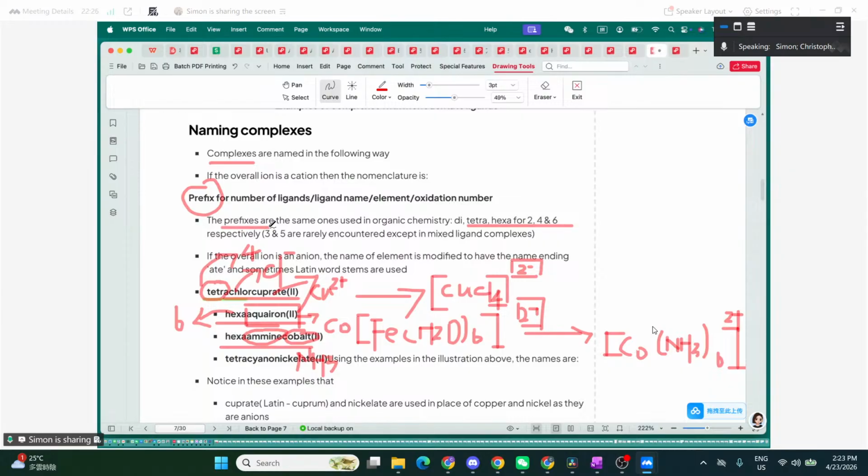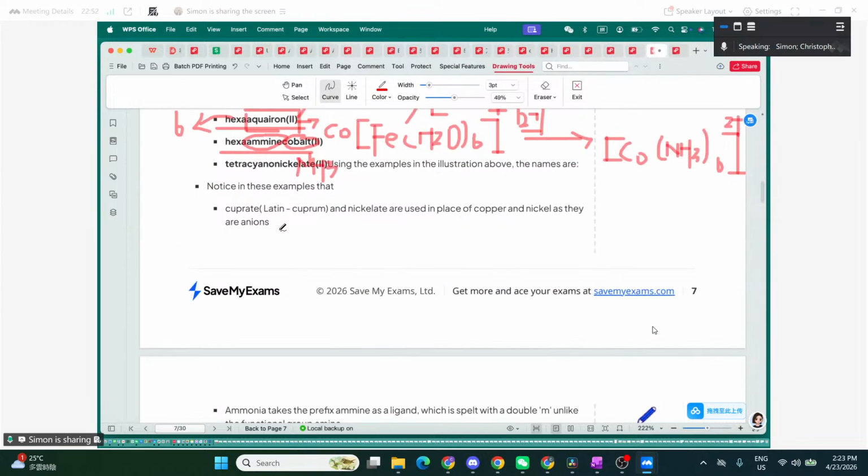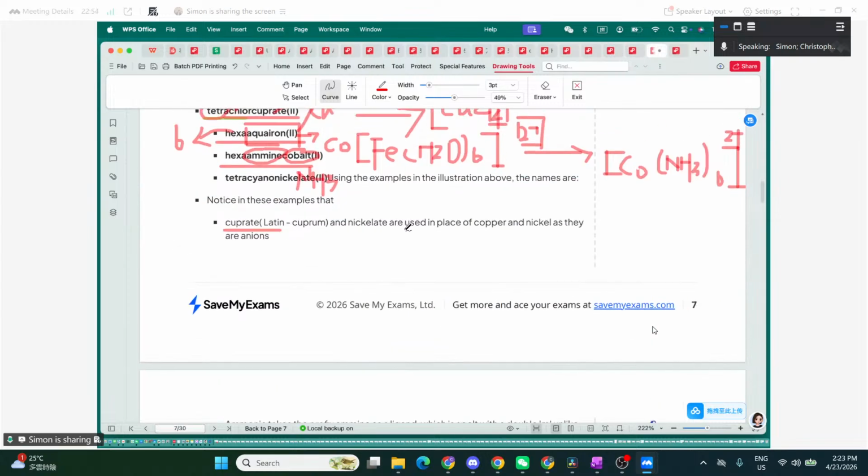So how to name the complex? First, here's the prefix. The prefix represents a number, as in organic chemistry, like di is for 2. Tetra represents 4, and hexa represents 6. For 3 and 5, 5 is rarely encountered. And I know cuprate and nickelate represent the copper and the nickel. Understand this one?